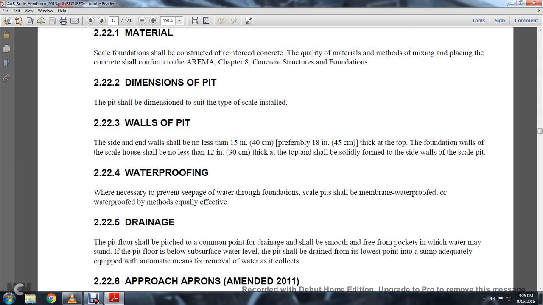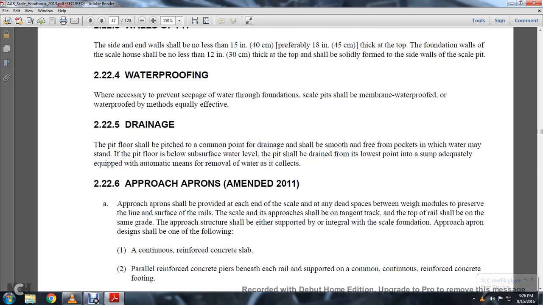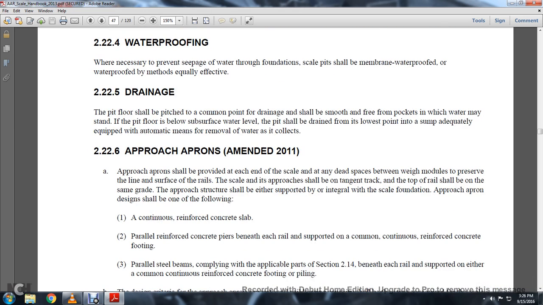Section 225, drainage. The pit floor should be pitched to a common point of drain and shall be smooth, with no pockets where water may stand. If the pit floor is below the subsurface water level, the pit should be drained from the lowest point and automatically equipped with an automatic means of removal of the water that collects.